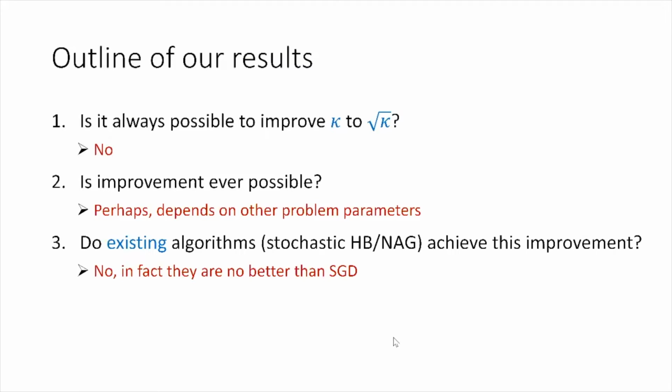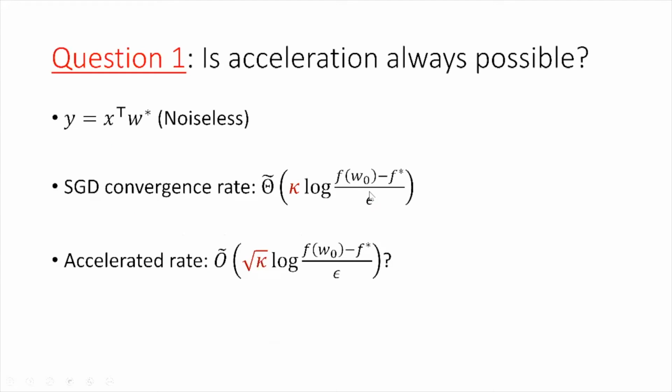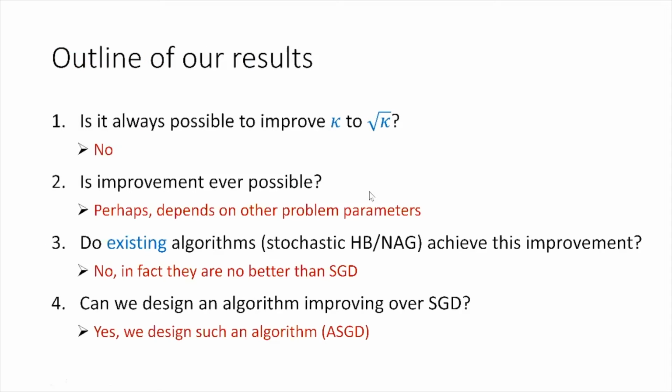The third question is whether existing algorithms, such as the stochastic variants of heavy ball and Nesterov's accelerated gradient, can actually achieve this improvement. It turns out that they cannot, and in fact, they are no better than stochastic gradient descent. Finally, we are able to design a new algorithm called accelerated stochastic gradient descent, which can improve the condition number dependence to something better whenever information theoretically it is possible. So let me run you through each of these briefly before I go into more detail on the final part.